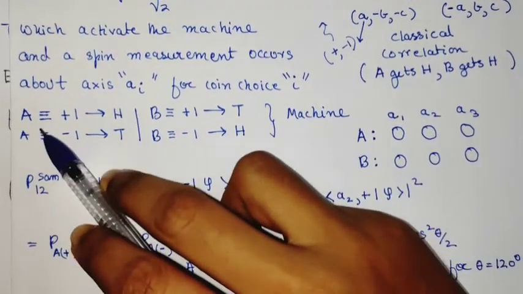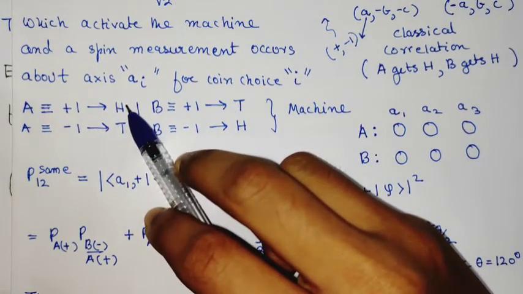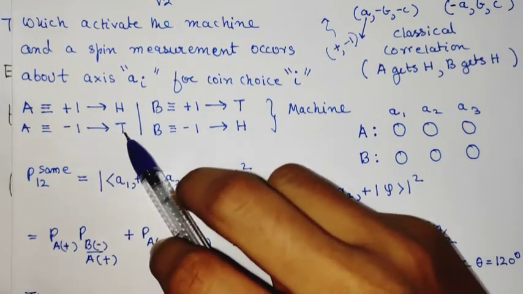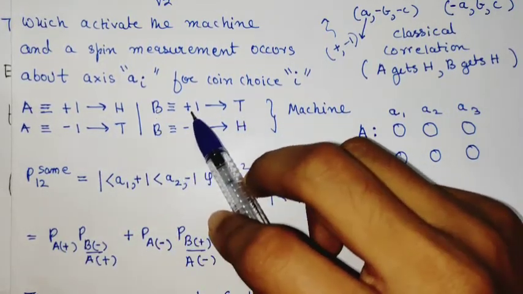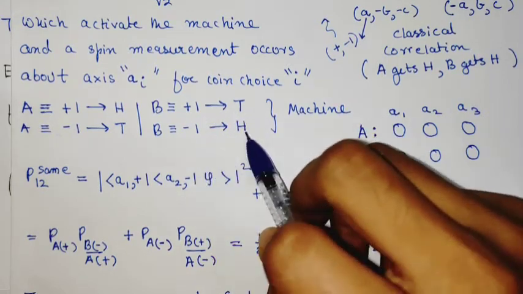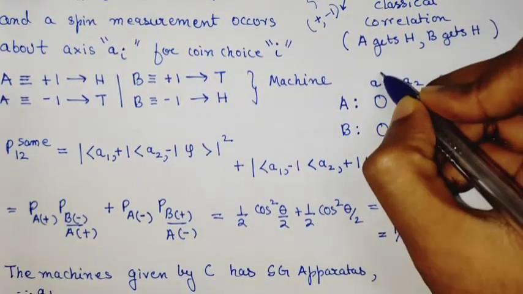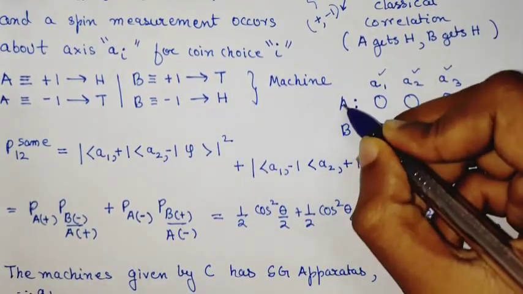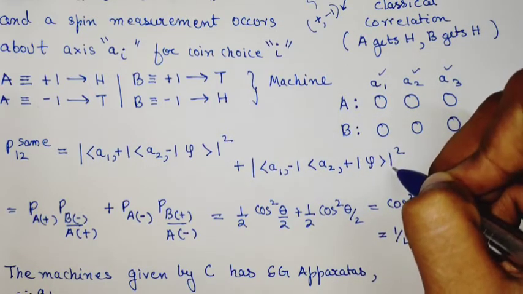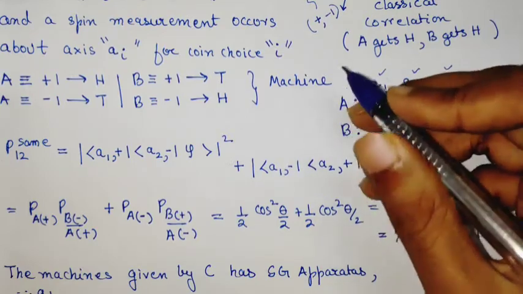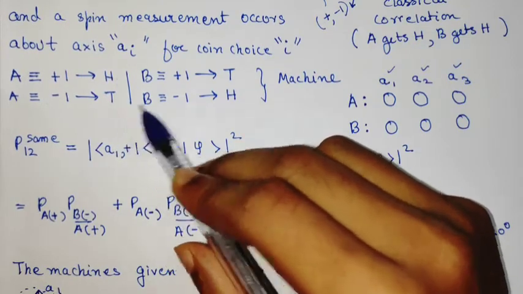Now what happens is that if about an axis we get +1, the machine encodes it to head and -1 to tail for Alice. But for Bob, the machine just encodes +1 to tails and -1 to heads. So this is what I am trying to say. There are 3 axes for both Alice and Bob, and the axis orientation is the same for Alice and Bob. And whenever there is a particular outcome, it gets encoded to head or tail following this procedure, which is different for Alice and Bob.